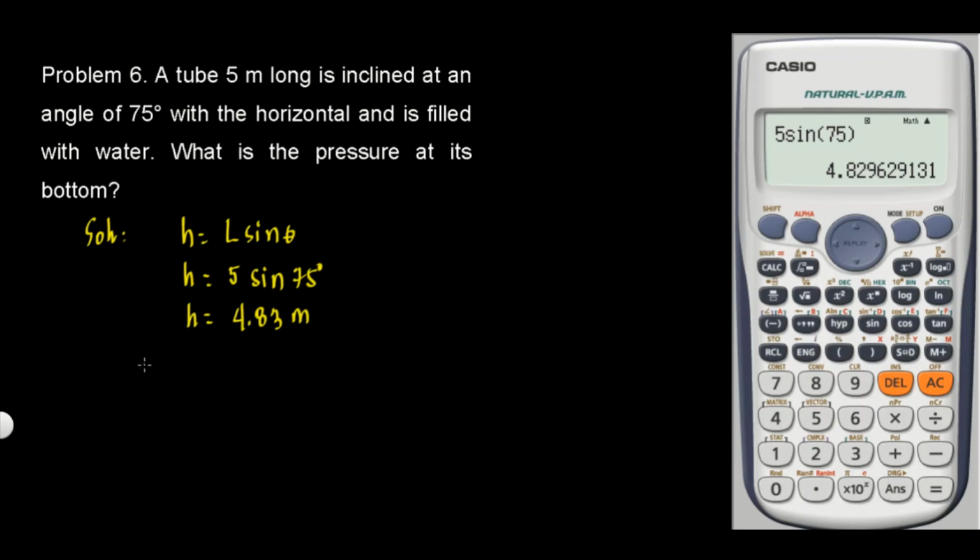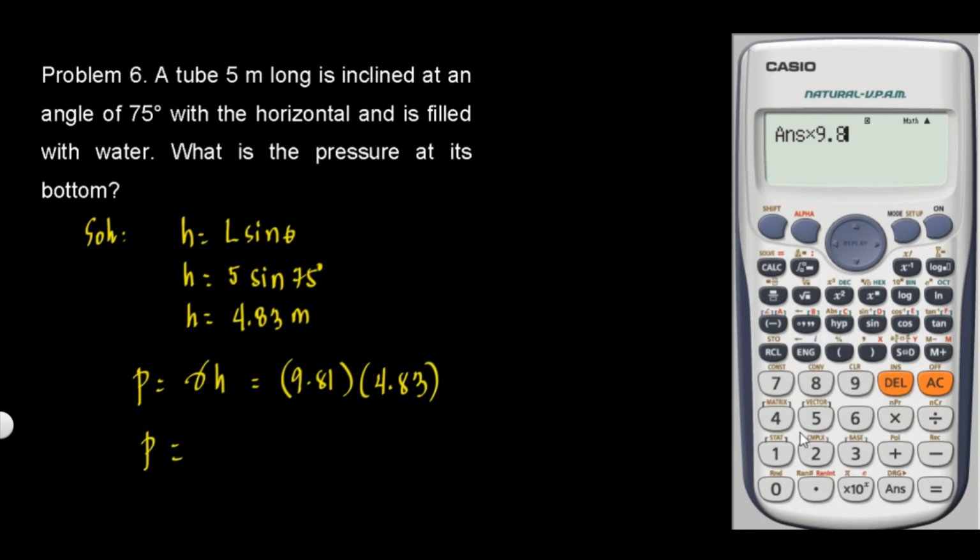It is water, so we have P is equal to gamma H. So we have 9.81 times 4.83. So P is equal to, let's multiply this by 9.81, we have 47.38 kilopascal.